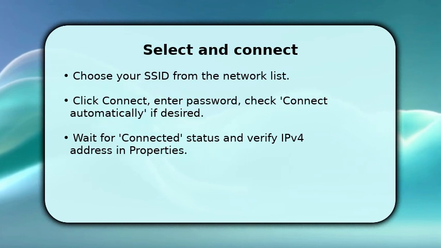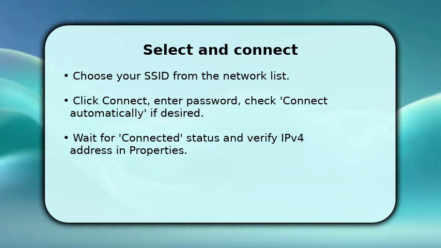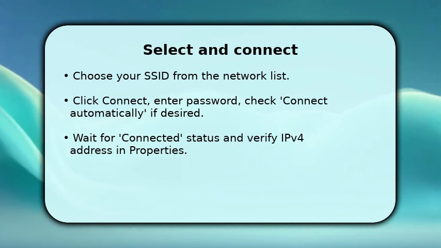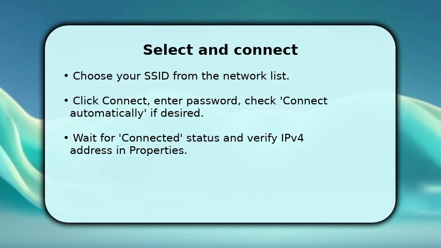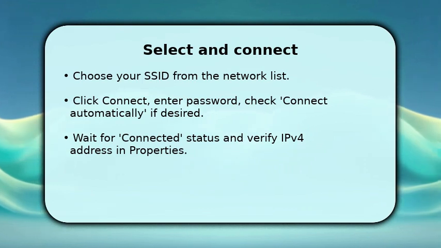When prompted, type the Wi-Fi password exactly. Characters are case sensitive. Then optionally tick Connect automatically for future use. Windows negotiates security and assigns an IP, so wait until you see Connected and check properties for an IPv4 address to confirm proper DHCP. If it stalls, toggle the network adapter off and on to retry the handshake.